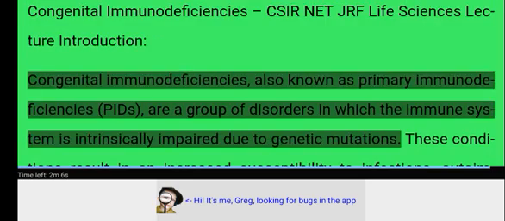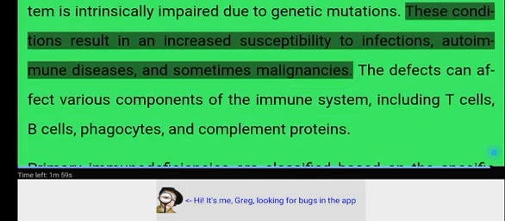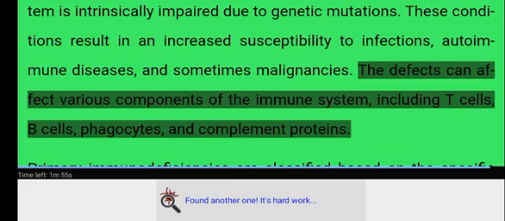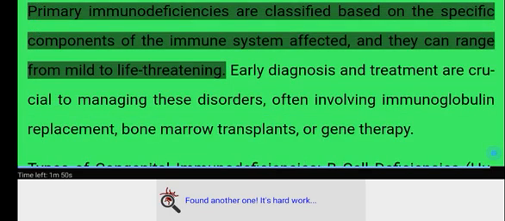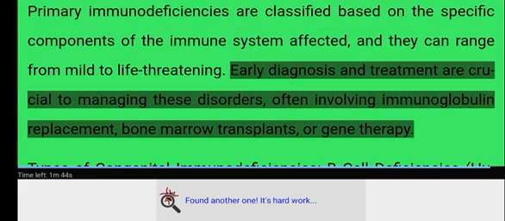Introduction. Congenital immunodeficiencies, also known as primary immunodeficiencies (PIDs), are a group of disorders in which the immune system is intrinsically impaired due to genetic mutations. These conditions result in an increased susceptibility to infections, autoimmune diseases, and sometimes malignancies. The defects can affect various components of the immune system, including T cells, B cells, phagocytes, and complement proteins. Primary immunodeficiencies are classified based on the specific components of the immune system affected, and they can range from mild to life-threatening. Early diagnosis and treatment are crucial to managing these disorders, often involving immunoglobulin replacement, bone marrow transplants, or gene therapy.